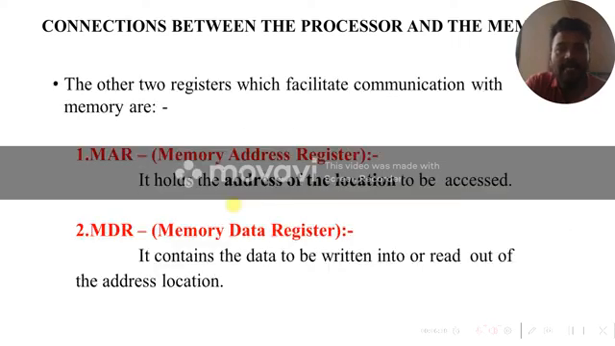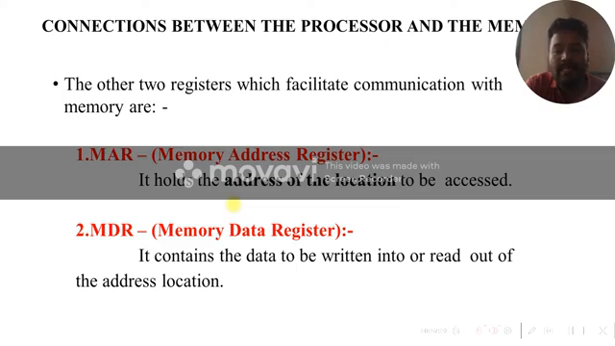Okay, so next, in order to have better communication between the data, address and control signals, we are going to make different kinds of communication movements by means of different kinds of registers. For example, MAR and MDR. MAR is the memory address register. It is meant for holding the address location that is to be accessed. In the name itself it is specified as MAR, that is memory address register. It holds the address location that is to be accessed, whereas MDR is the memory data register.